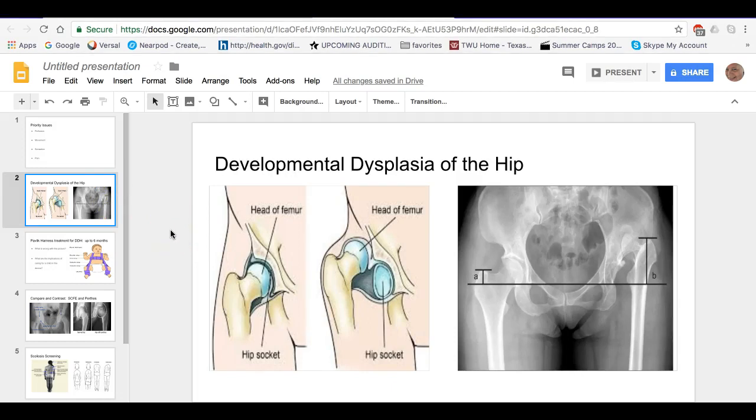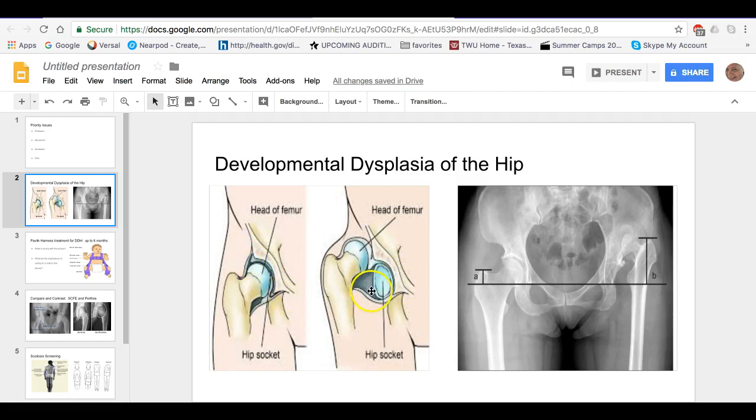I just want to show you developmental dysplasia of the hip, one of the disorders that we're going to talk about. What does that mean? Dysplasia is when you have an abnormal development of a structure. In this case, it would be the hip. And so basically the hip doesn't form like it's supposed to, or where it's supposed to. So this is what it's supposed to look like.